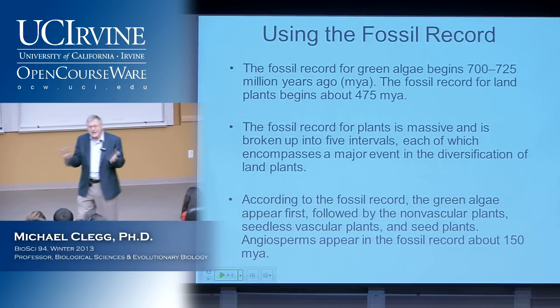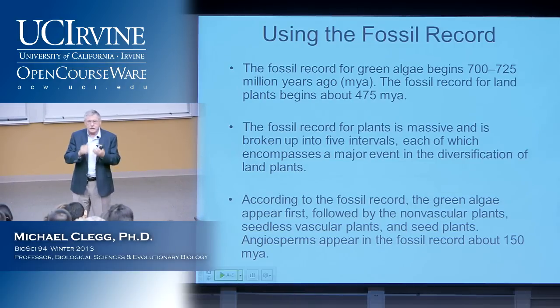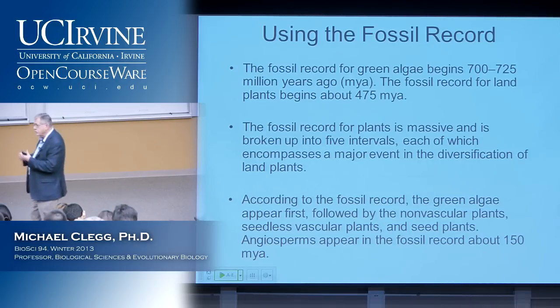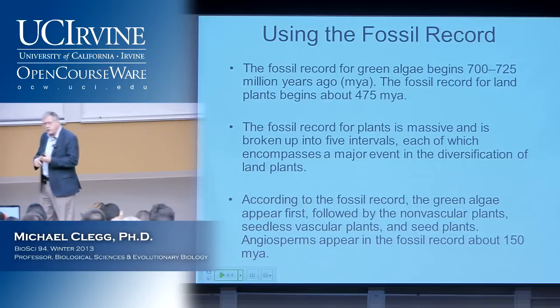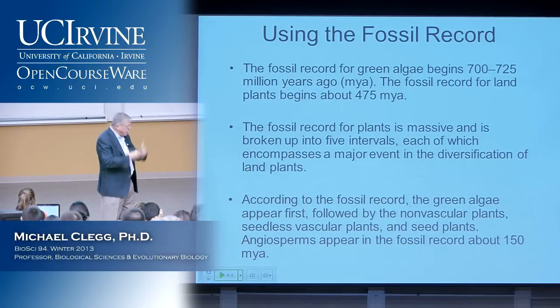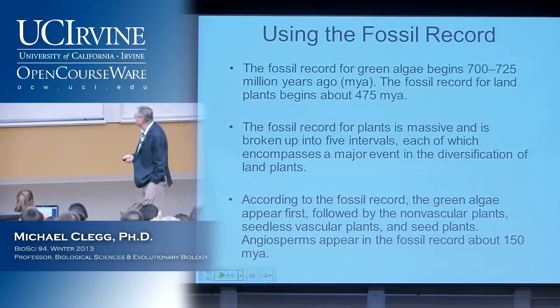Okay, so we've talked very briefly about some big morphological features: vascular tissue, seed, whether the seed develop in enclosed structures or not. Now we're going to look at the use of the fossil record to analyze from fossil remains the evolution of some of these big traits.